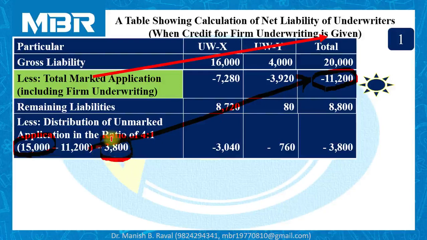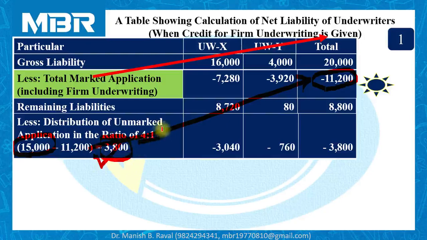This wording, not given and given, will make a lot of changes in your calculation. So the entire calculation will be dependent on the words used by the examiner. So always read your question very properly before starting your solution. Total number of unmarked applications are 3,800.